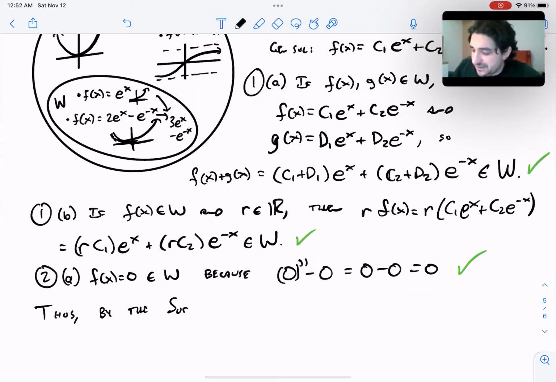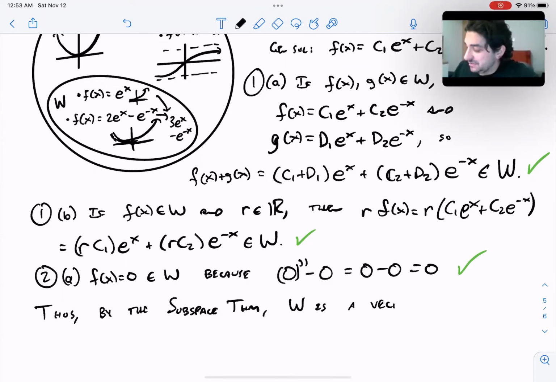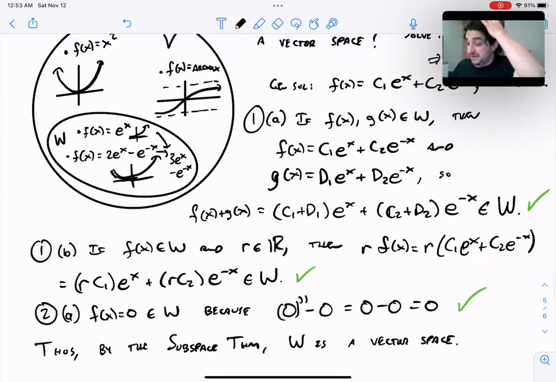You don't have to check all that other stuff. The subspace theorem says as long as you know W is contained in some vector space V, just check the first thing. It's fine. So by the subspace theorem, W is again a vector space. There we go. So there's an example of a subspace in V.